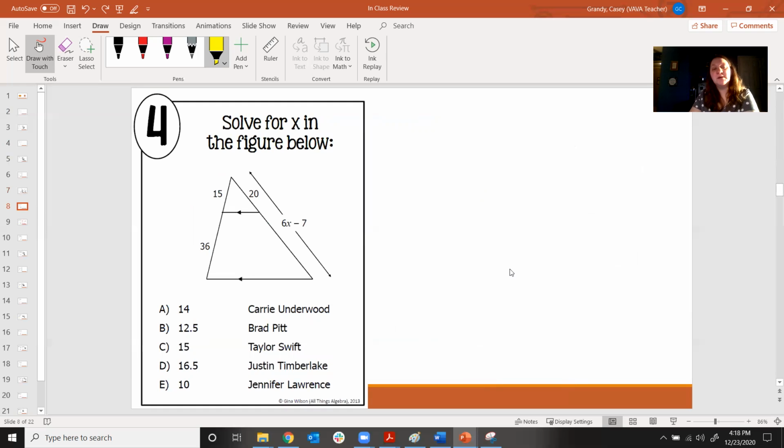In number 4, we're going to solve for x. This one's a little bit trickier. Go ahead and try it, and then I'll explain.